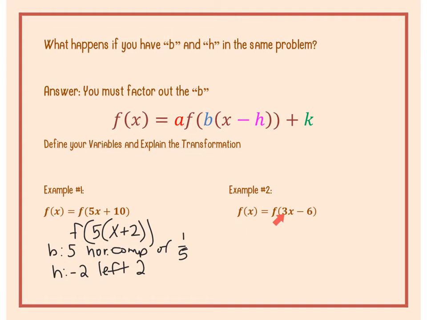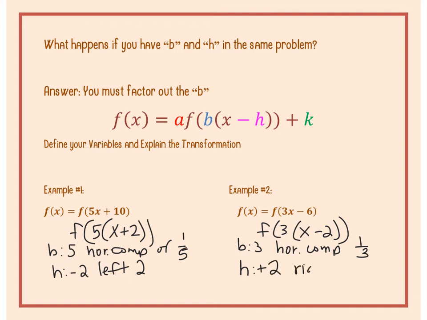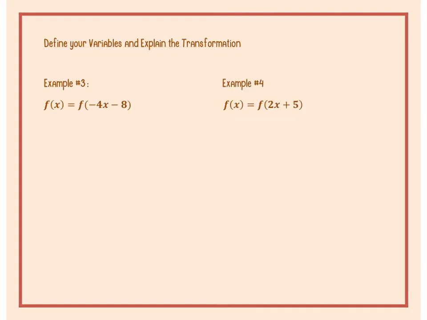So I'm going to factor it out, and it's going to go in here like this. And so you're going to have the double parentheses. So this is going to be 3 parentheses x. Now I have -6, but I factored out a 3. What is -6 divided by 3? The answer is -2. So now this graph has a B value of 3, which is a horizontal compression of 1/3. And H is a positive 2. So this graph is going to the right 2. Okay.